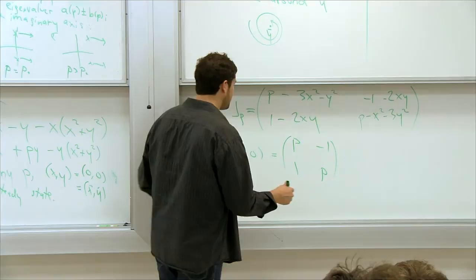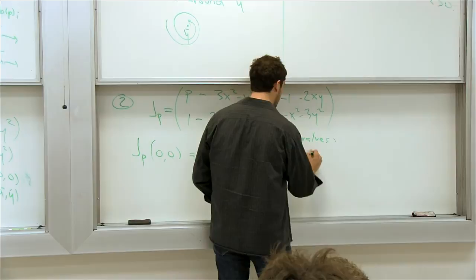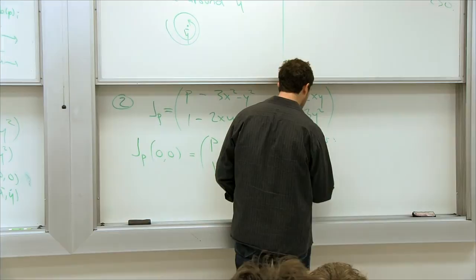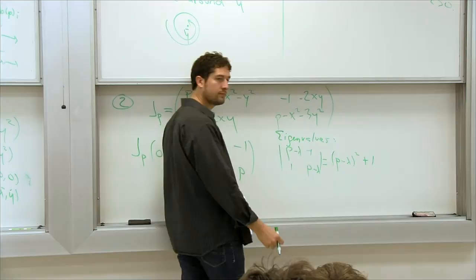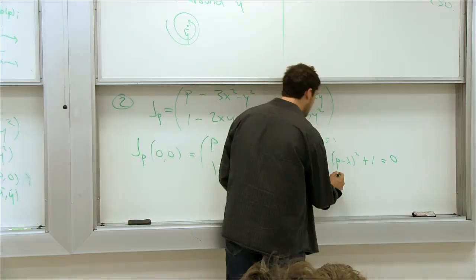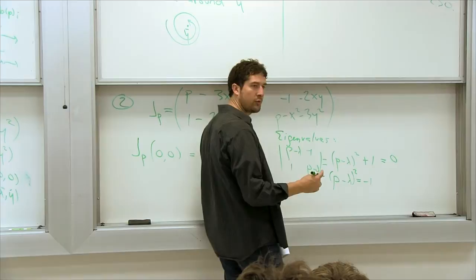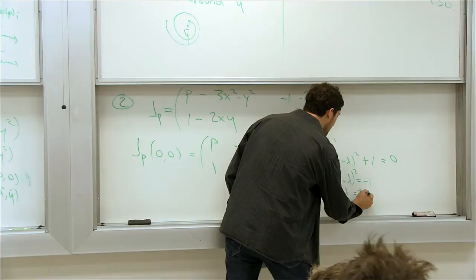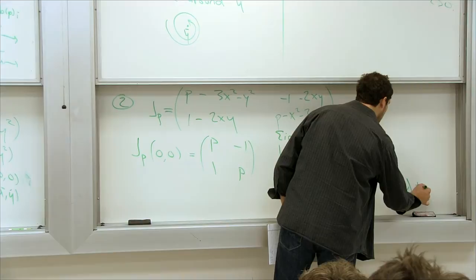All right, so now the eigenvalues. So p minus lambda, 1, minus 1, p minus lambda. The determinant of this thing is (p minus lambda) squared plus 1. We set this equal to 0. So we get that (p minus lambda) squared is equal to minus 1. You take the square root on both sides, and we get p minus lambda is equal to plus or minus i. Okay? So lambda is equal to p plus or minus i.